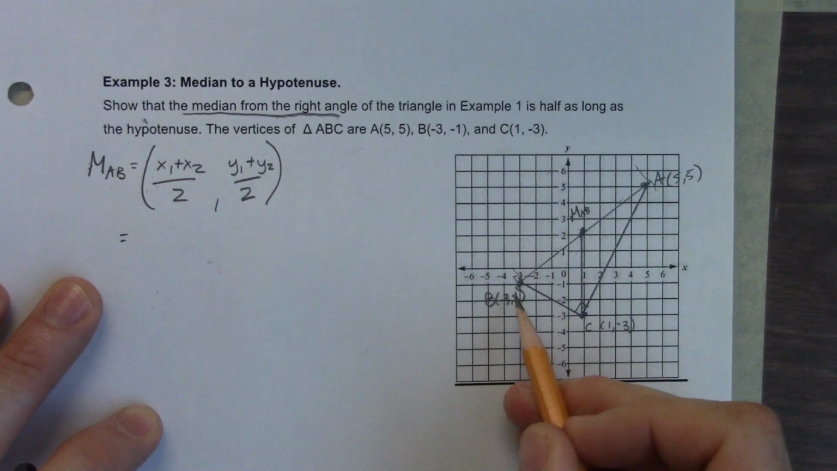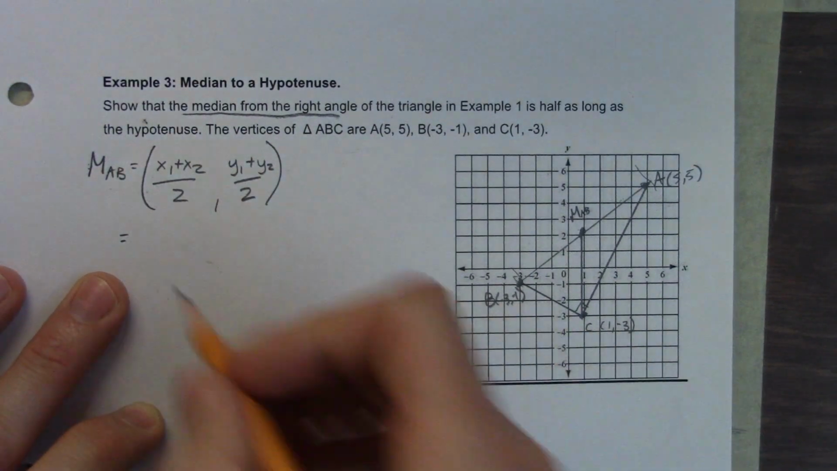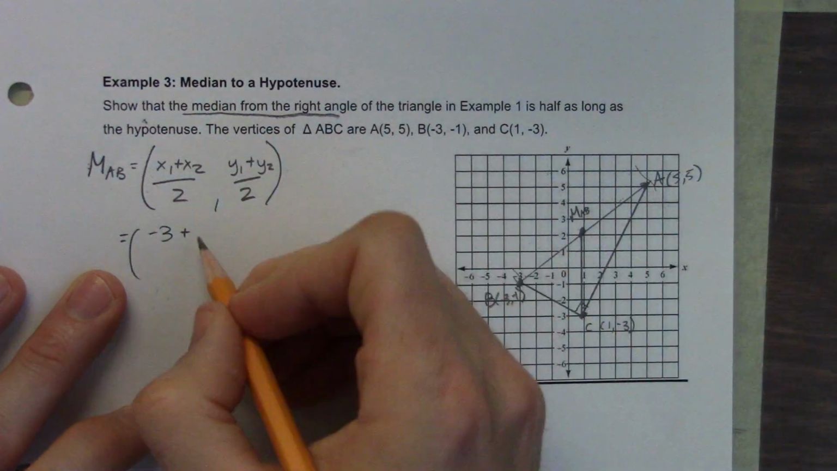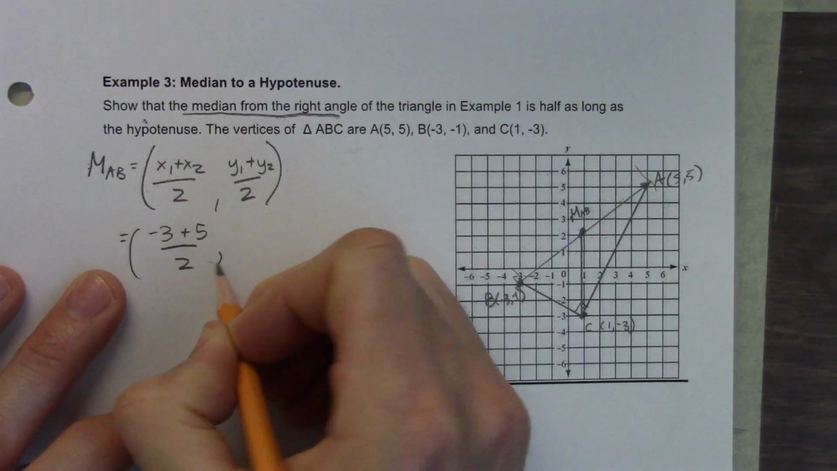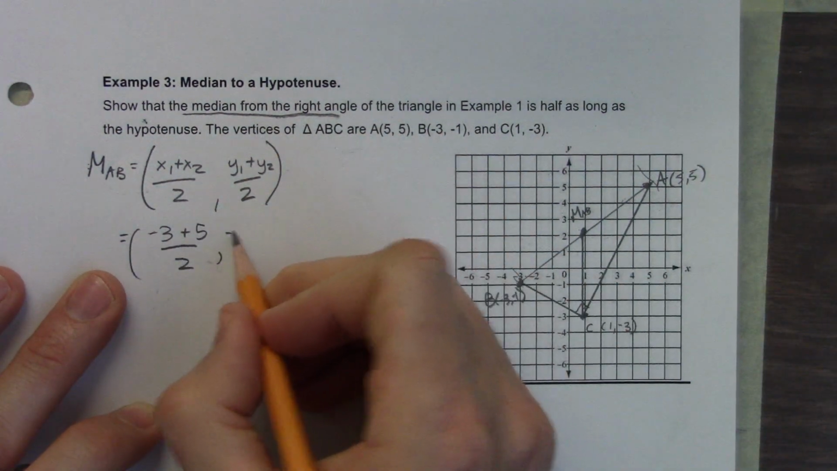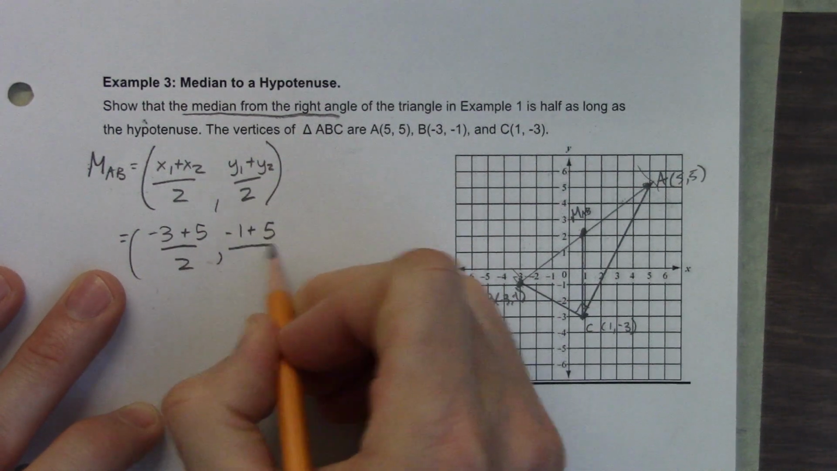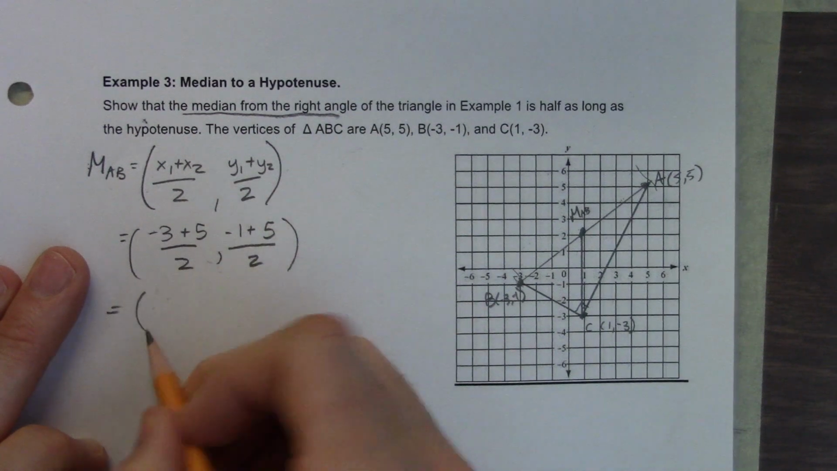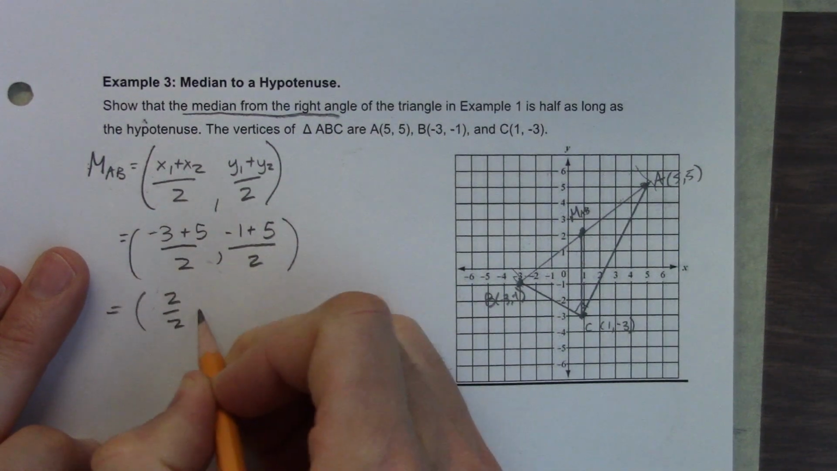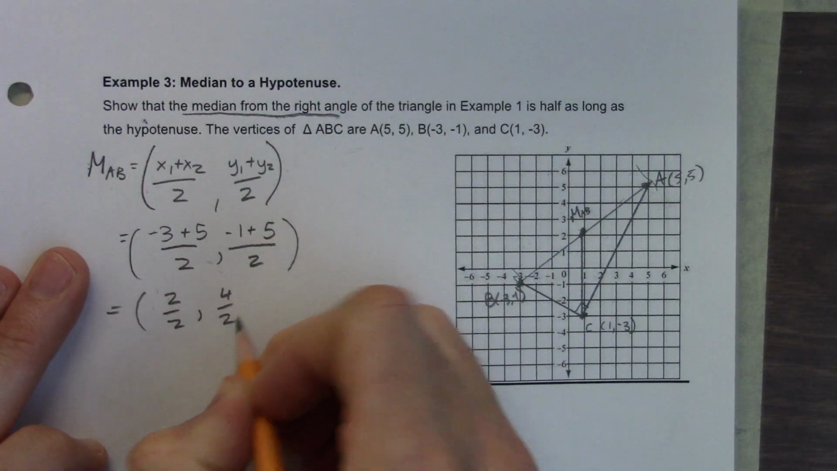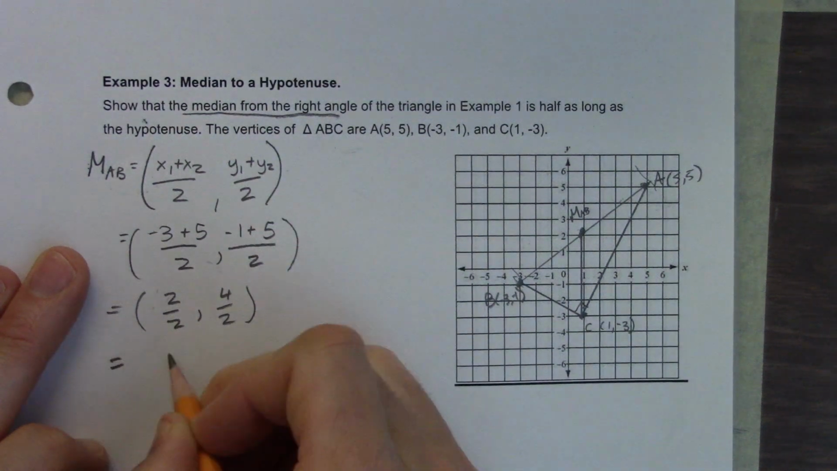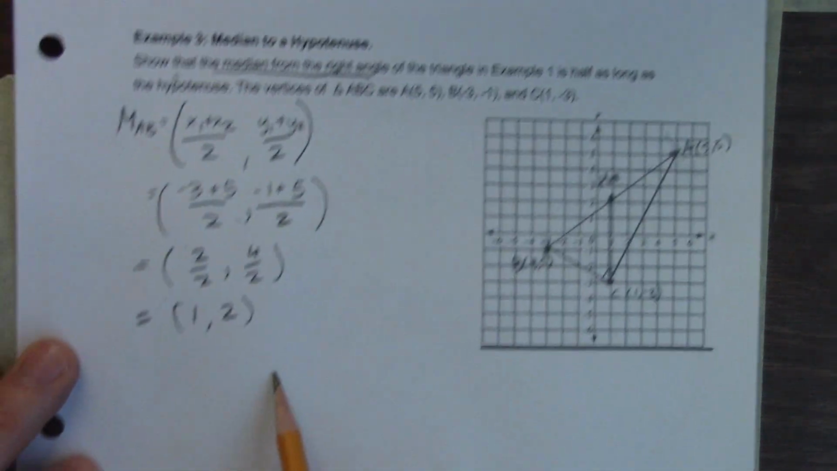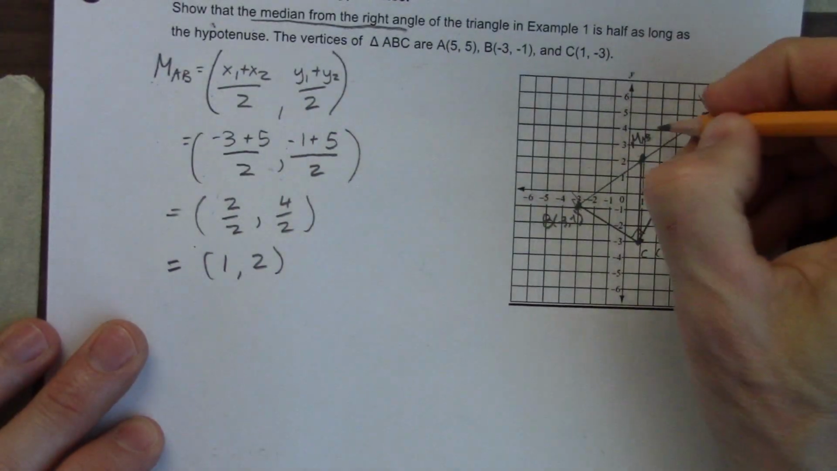So x1 is going to be -3 plus x2 is 5 divided by 2. And then y1 is -1 plus 5 divided by 2. Okay, so we're going to get 2 over 2 and 4 over 2. So our midpoint is going to be 1, 2. That's our midpoint. So we have our midpoint now.